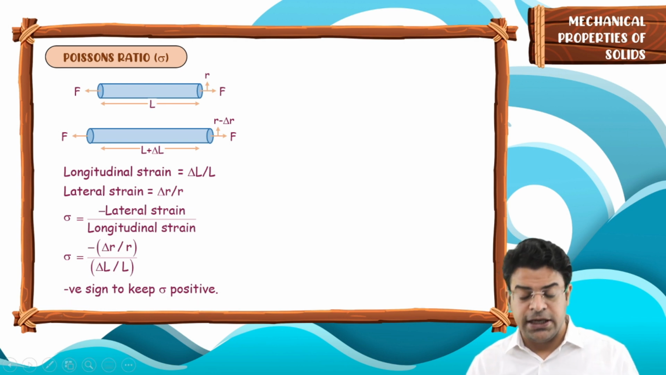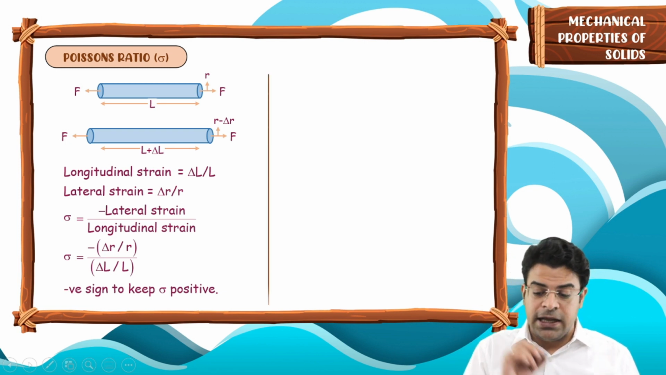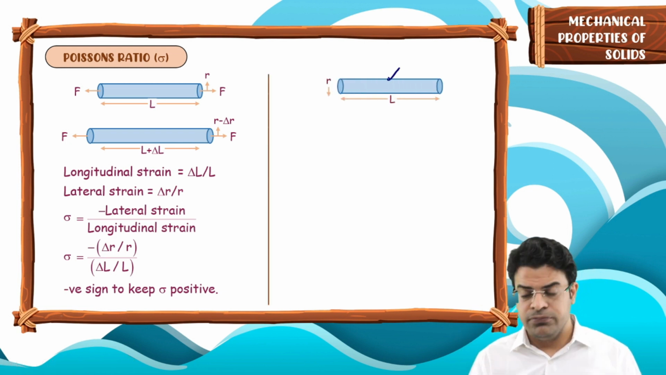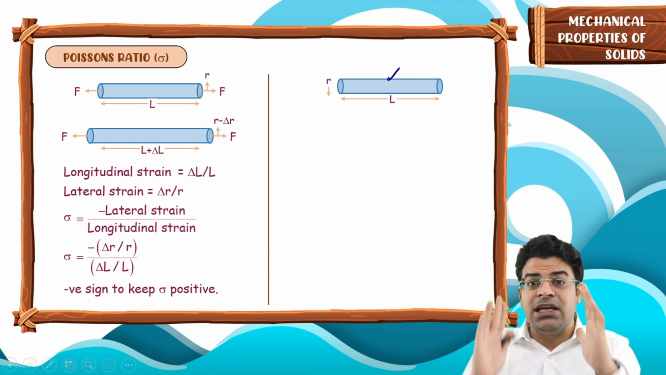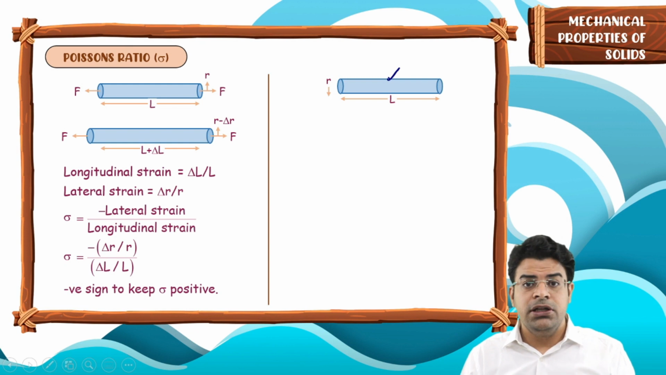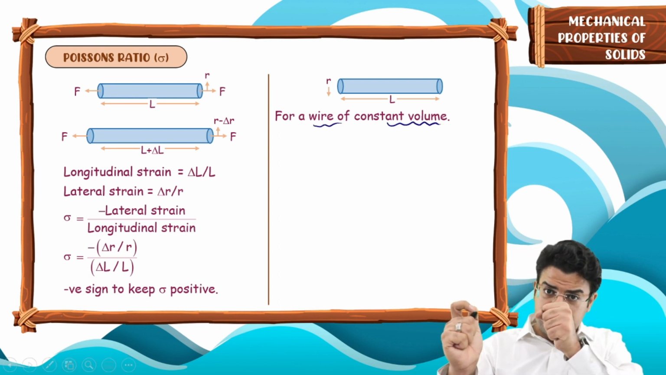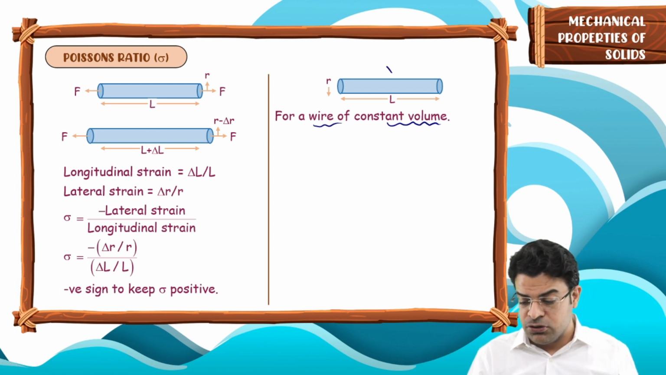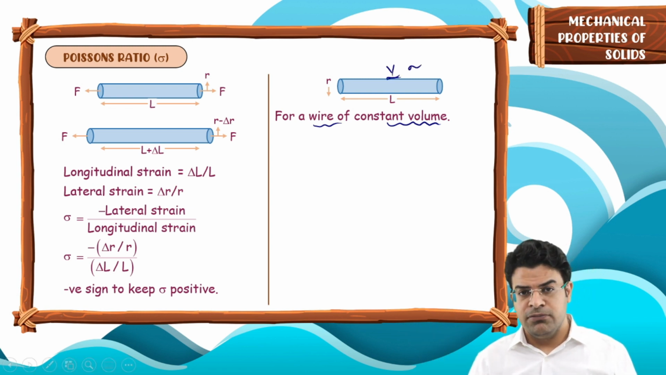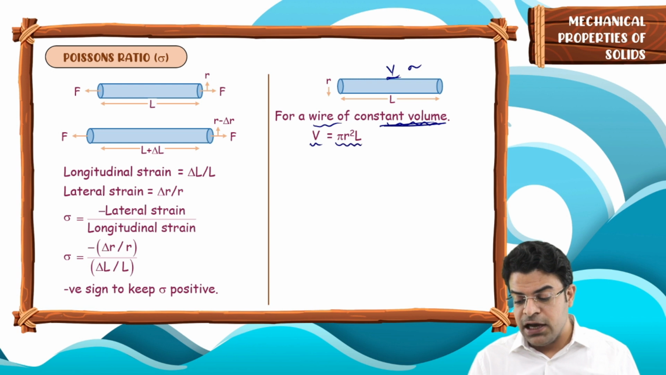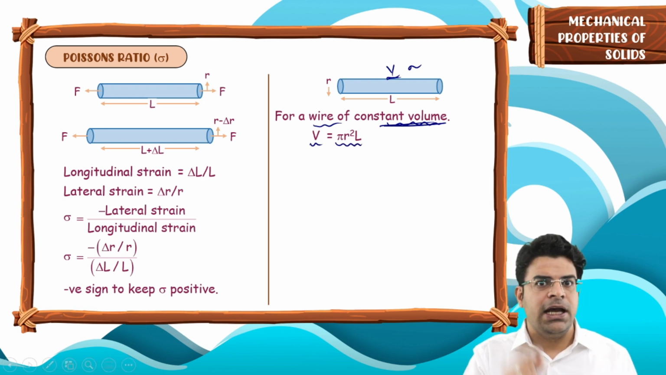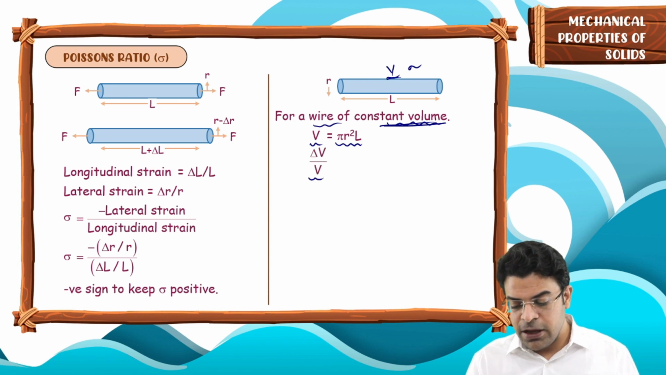Now, there is one special case for which Poisson's ratio is asked many a time that you should know. If we have a wire which on stretching stretches in such a way that its volume remains constant, what is the Poisson's ratio for such a material? That is the question. For a wire of constant volume, we can write the volume of the wire to be equal to pi r square L. Using the small change approximation, we can say that delta V by V equals 2 delta R by R plus delta L by L.